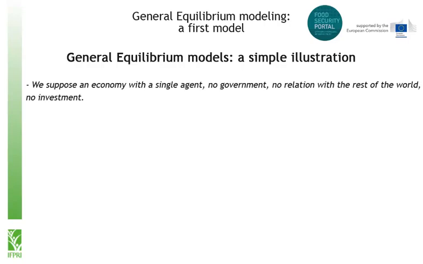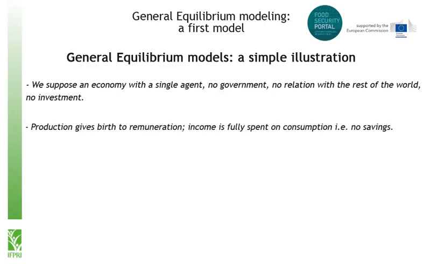So we suppose an economy with a single agent, without government and without relations with the rest of the world, and there is no investment. So you see that there are many simplifying assumptions. So production gives birth to remuneration, of course, and the income is fully spent on consumption, so it means that there is no saving, and an explanation would be that there is only one period of time, so there is no need to keep money for future periods.